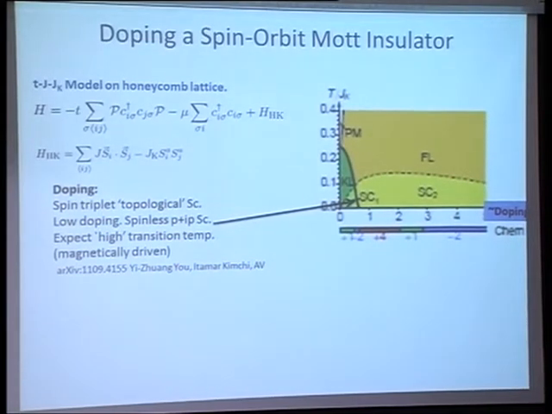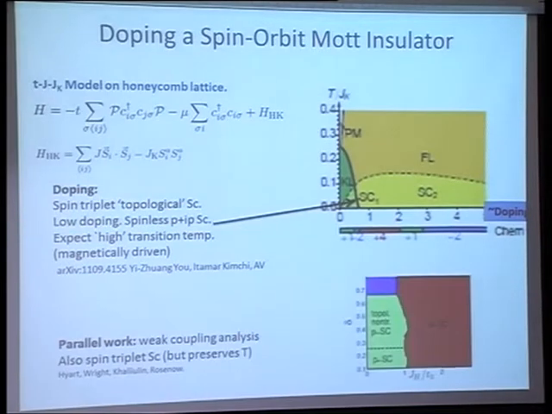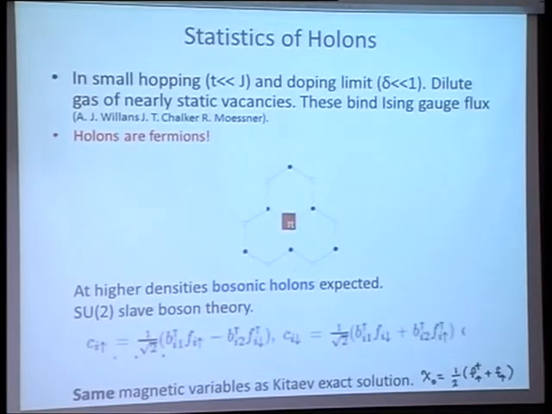Whereas at high doping, you get superconductivity again, which is topological, it turns out. But you can understand that superconductivity as having a heavily doped honeycomb lattice, and the Fermi surface of that honeycomb lattice gets paired by this ferromagnetic term into some spin triplet phase. There's another parallel work which has similar conclusions. They use a weak coupling analysis rather than the slave bosons, and they also find spin triplet superconductivity.